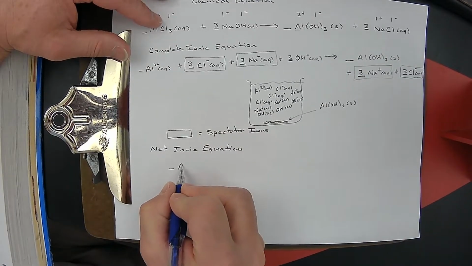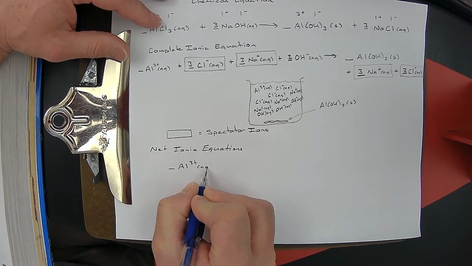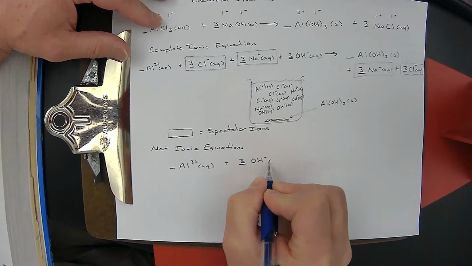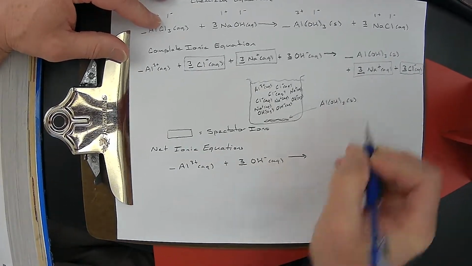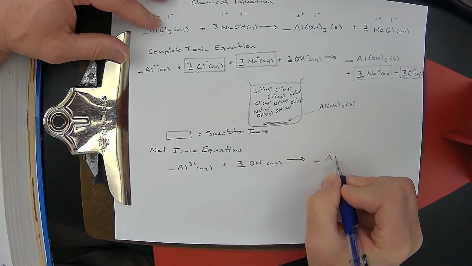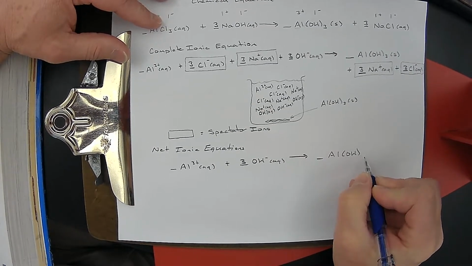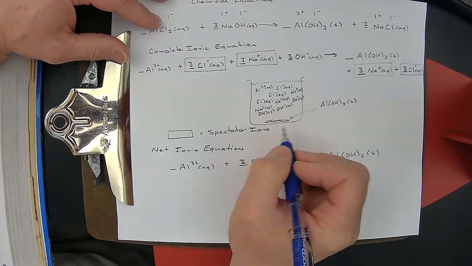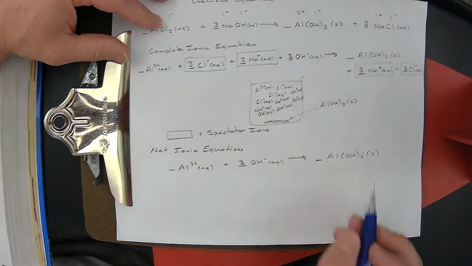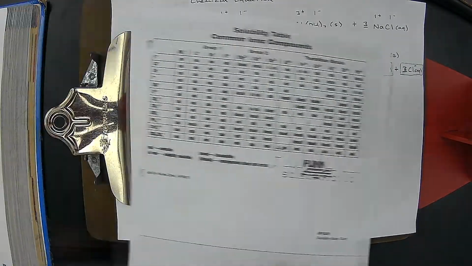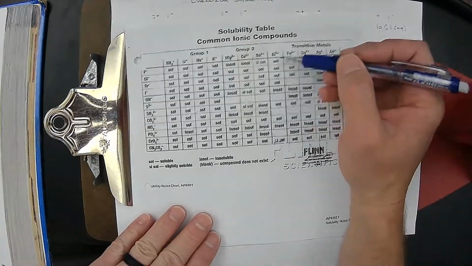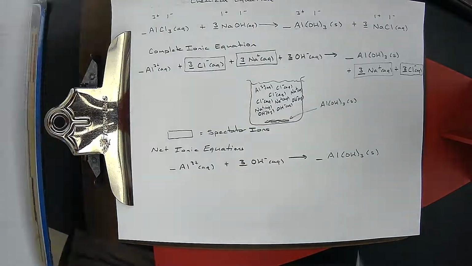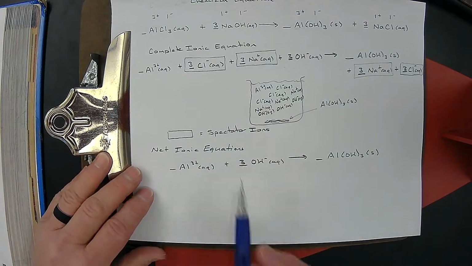So it will involve Al3+, which started as an aqueous. It will involve the OH minus, which started as an aqueous. And those change into a solid precipitate. The water is trying to pull it apart, just like it pulled apart all these spectator ions, but it can't pull it apart. And the way we know it can't is we use our chart, Al and then OH, and it is insoluble. This is the net ionic equation.